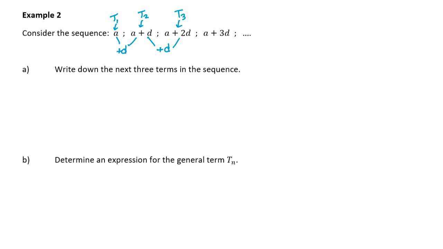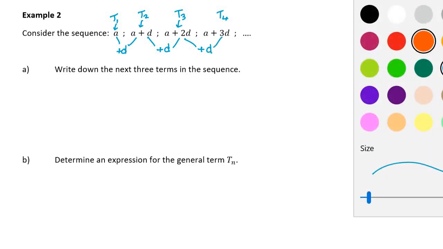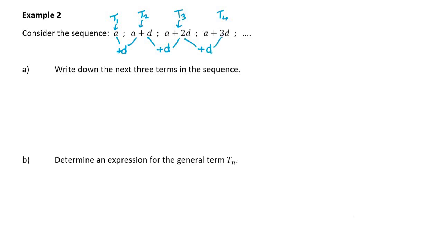So now I have 2 Ds. How do I go to term number 4? I'm adding another D. So this is a linear pattern because it has a constant first difference of D. Now, if the first difference is constant, we always call it D. So far we know that A represents the first term and D represents the constant difference. So that's our notation that we're going to use in linear patterns.